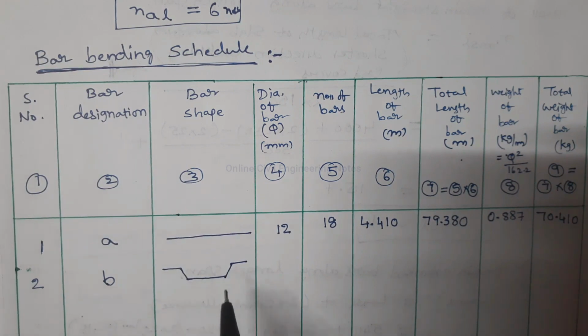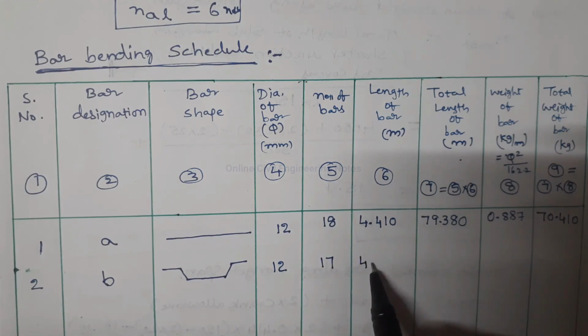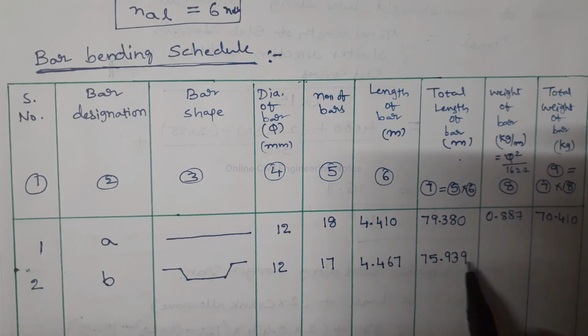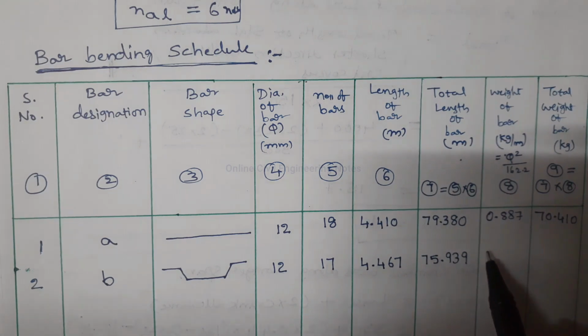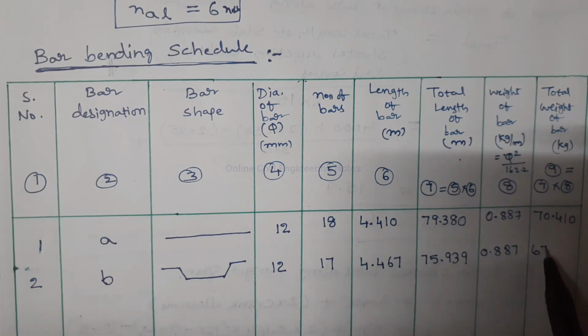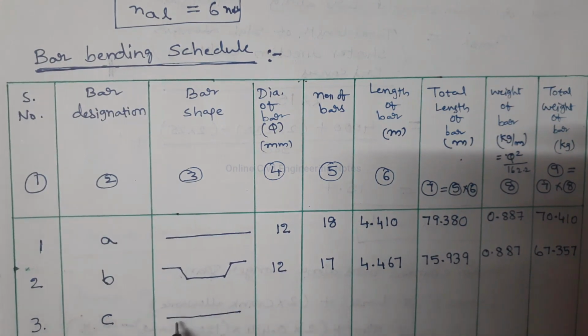Number 2. Second bar is B, main cranked bar in shorter span, which is cranked on both sides. Diameter is equal to 12 mm. Number of bars are 70. Length of one bar is equal to 4.467 meters. Total length is equal to 75.939 meters. Weight per meter length of bar is equal to 0.887. Total weight of the bar is equal to 67.357 kgs.